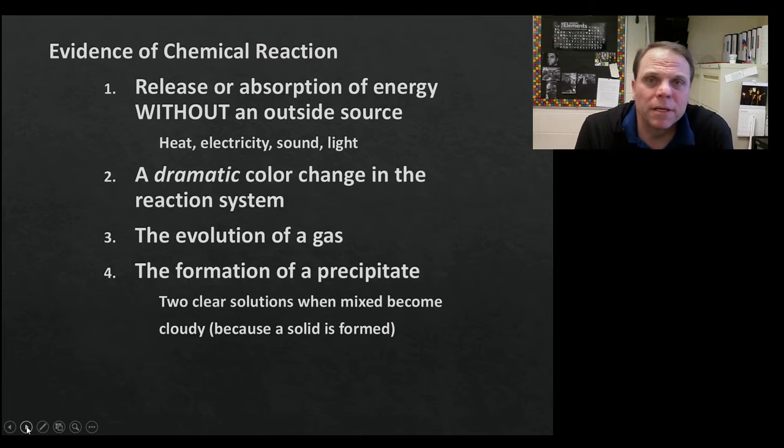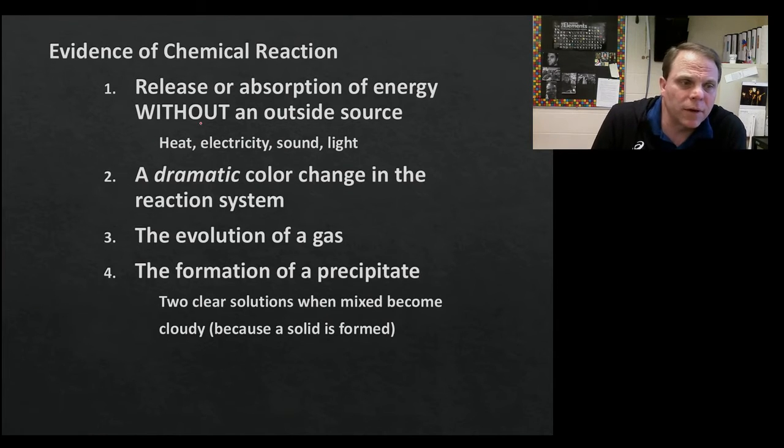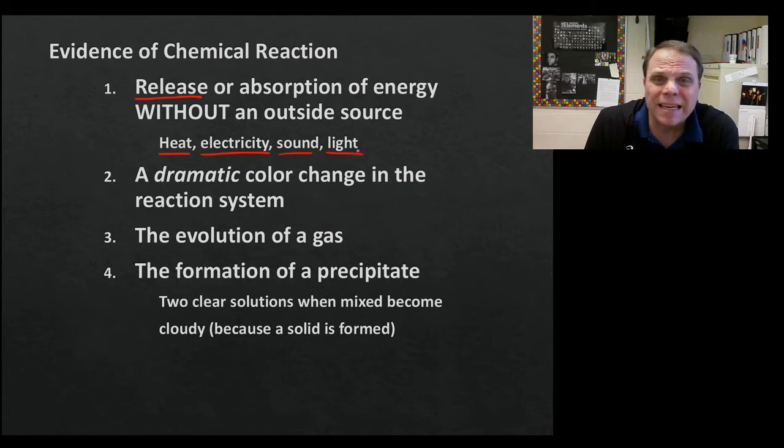So let's talk about the different evidences that we have for a chemical reaction. This first one is probably one of the most significant. It's a release of heat, electricity, sound, and light. Now, when do we see these types of things?